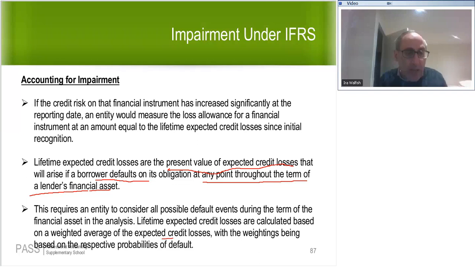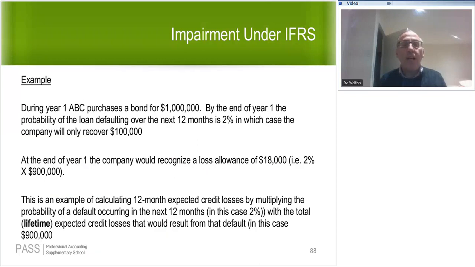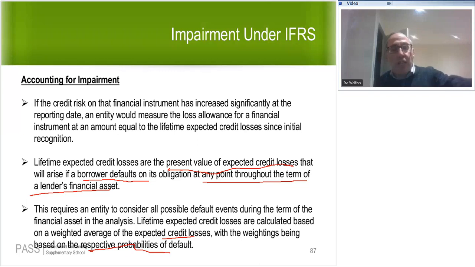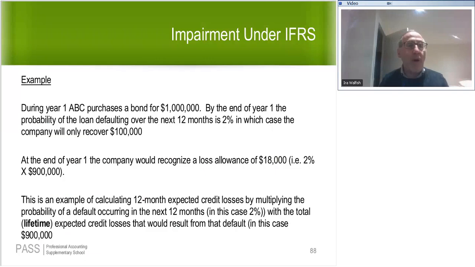During year number 1, ABC purchases a bond for $1 million. By the end of year 1, the probability of the loan defaulting over the next 12 months is 2%. And if there's a default, the company's going to lose $900,000. They're only going to recover $100K. At the end of year 1, all the company would have to do is say to themselves, if there's a 2% probability of a default in the next 12 months, I would take 2% times 900K and set up an allowance of $18,000.